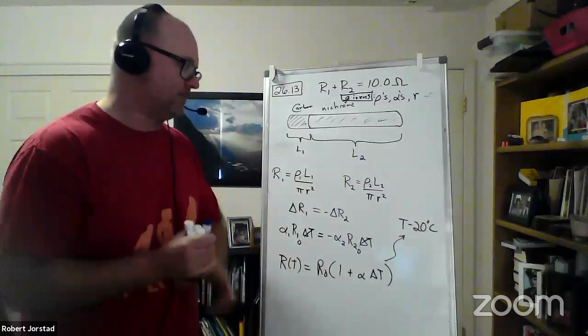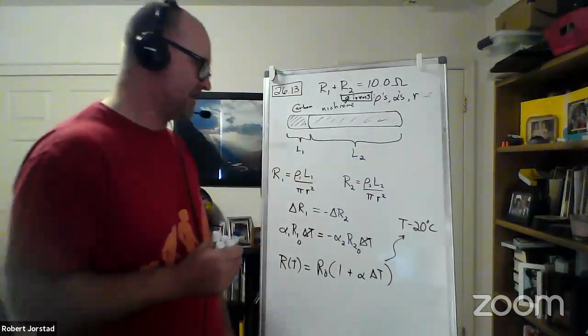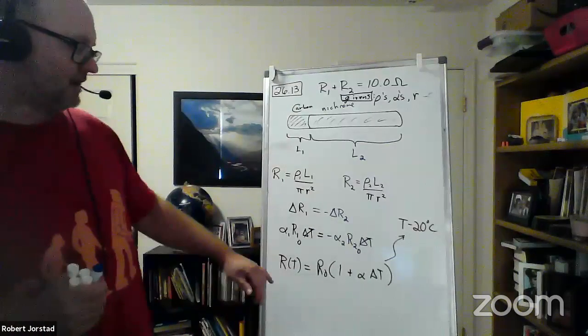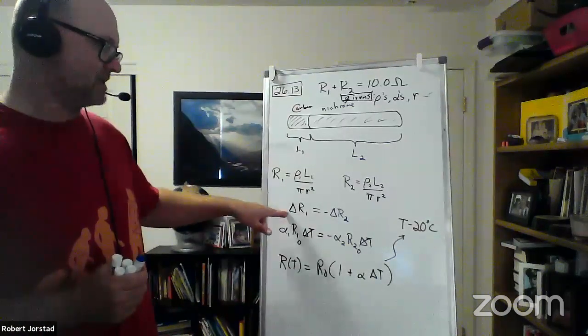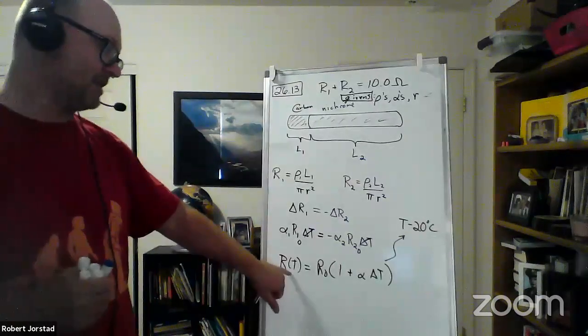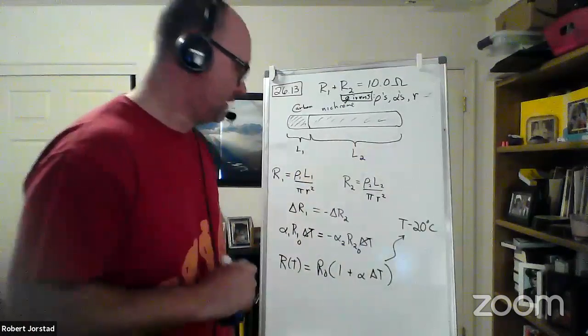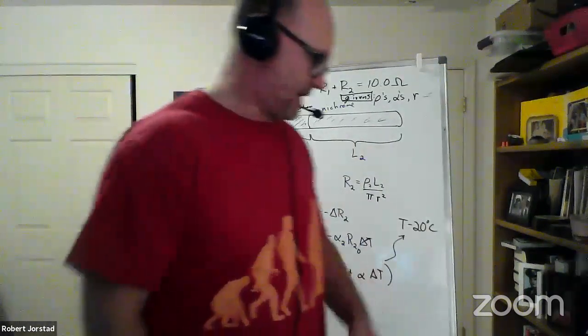All right, so the standard temperature is 20. You're expected to know that for resistors. If you don't, you're going to lose points. And then in some problems, it's easier to use delta R. In some problems, it's easier to use R as a function of temperature. And remember that these temperatures are in Celsius. That's about all there is to say about that.